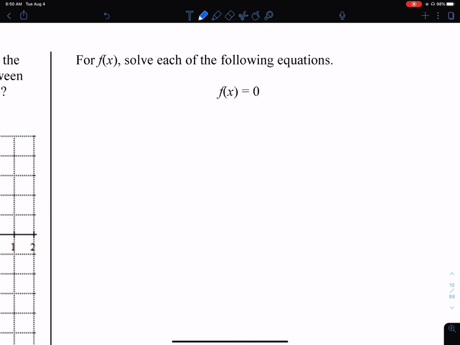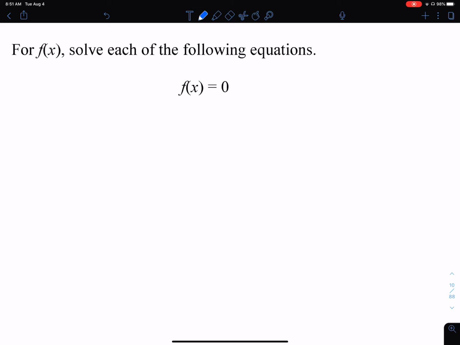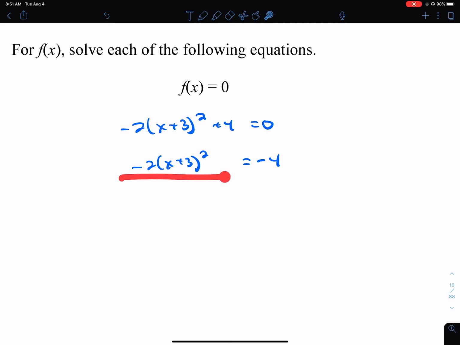For f of x, solve each of the following equations. Here we got f of x is 0. So we're putting a 0 in place of the y value. So we got our function -2 times the quantity x plus 3 squared plus 4 equals 0. I'm going to subtract 4 from both sides of the equation, trying to get x by itself. And divide both sides by -2. This is all one term. So if I divide this by -2, it cancels this out. This is one term. If I divide it by -2, it's going to make that smaller.